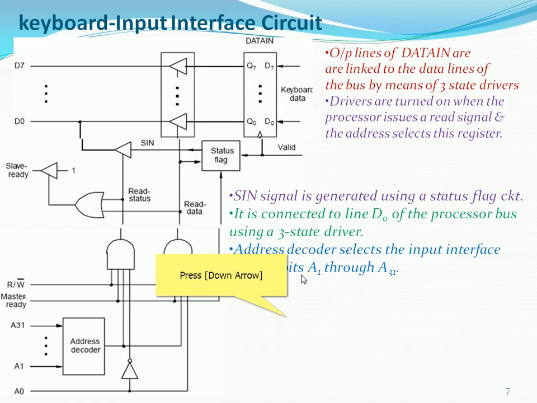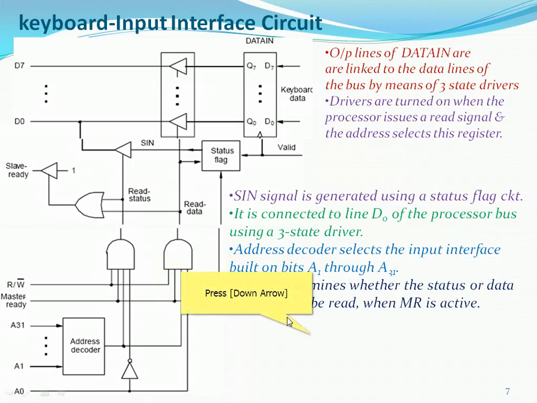So the addresses A1 to A31 are used to select that register, that input device. The address will identify that device. Bit A0 determines whether the status or data register is to be read. So read status and read data will be decided by the bit A0, to be read when master ready is active.